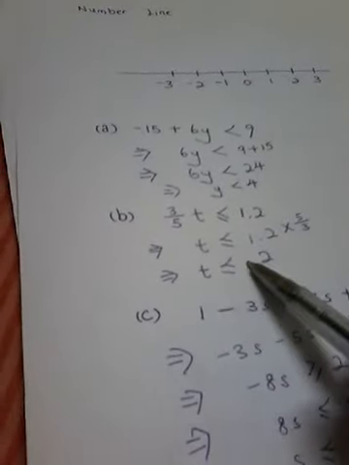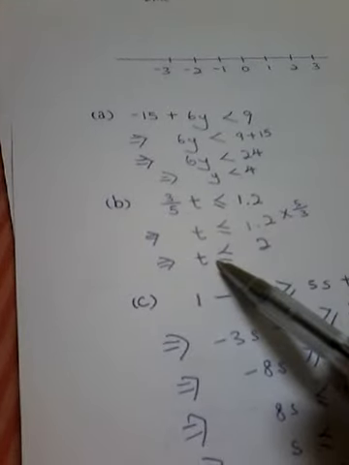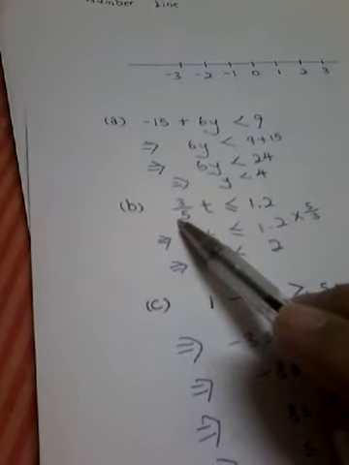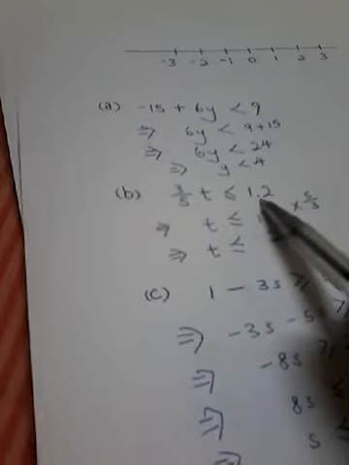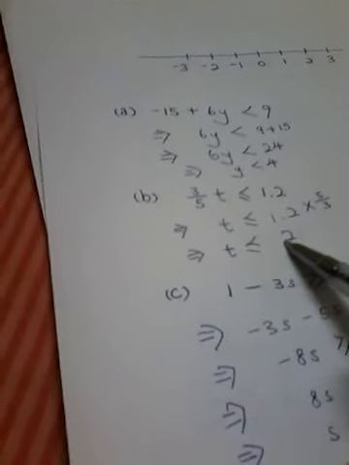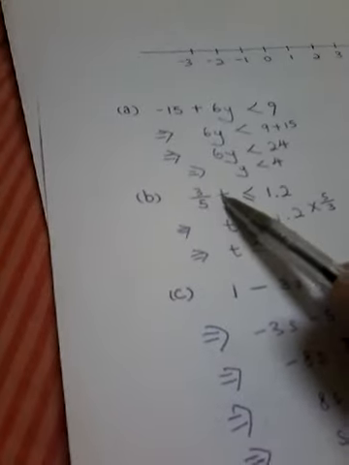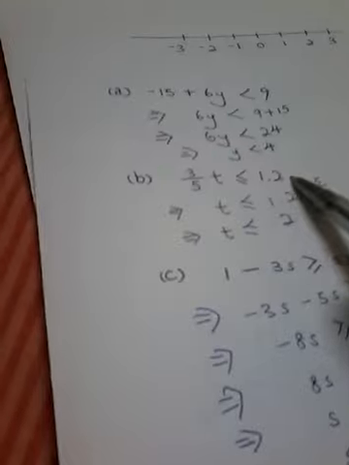t is smaller or equal to 2. So let's take the example maybe 1. So 3/5 is 0.6. So 0.6 is smaller than 1.2. Correct. Take the example 2. 2 is equal to 2. So 3/5 times 2 is 6 over 5. So 6 over 5 is also 1.2. Correct. So this is correct.